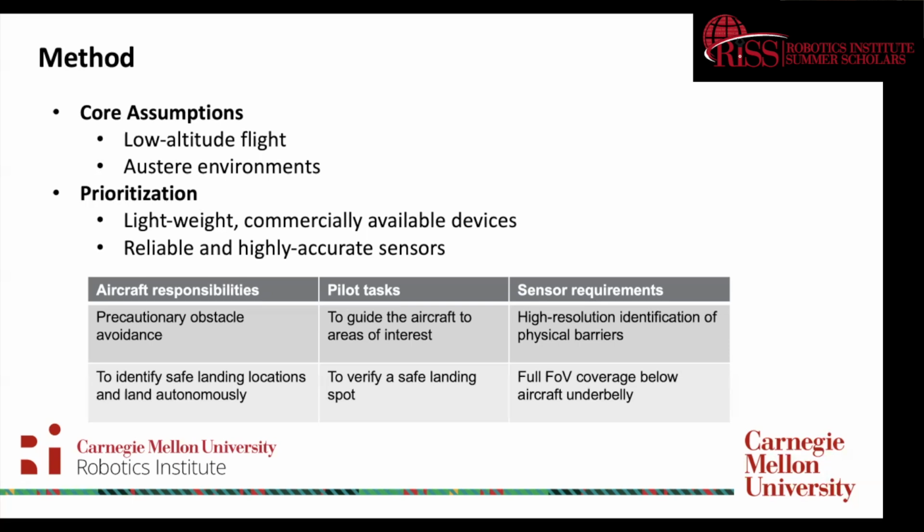This led us to form a sensor requirement of a high resolution identification of physical barriers in the creation of our terrain map. Another aircraft responsibility was to identify safe landing locations and land autonomously. Our pilot task was to verify a safe landing spot. Therefore, our sensor requirement was to have full field of view coverage below the aircraft underbelly. Let's continue.